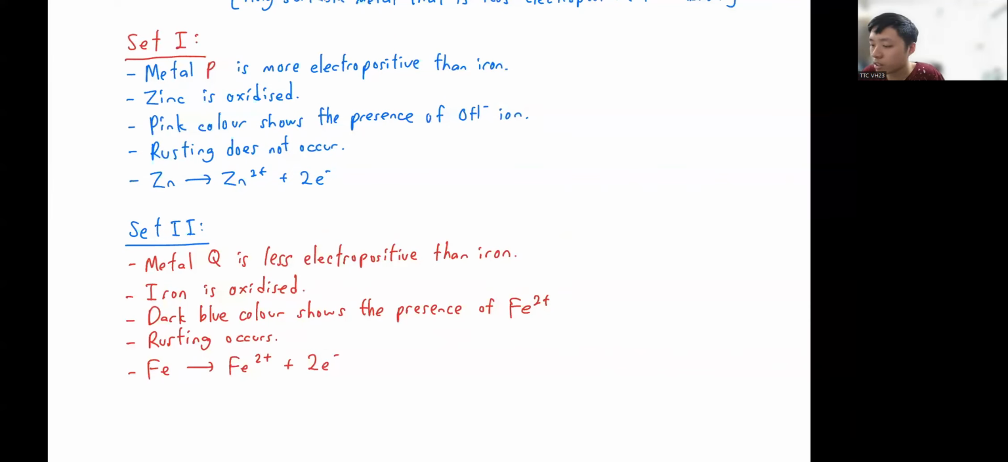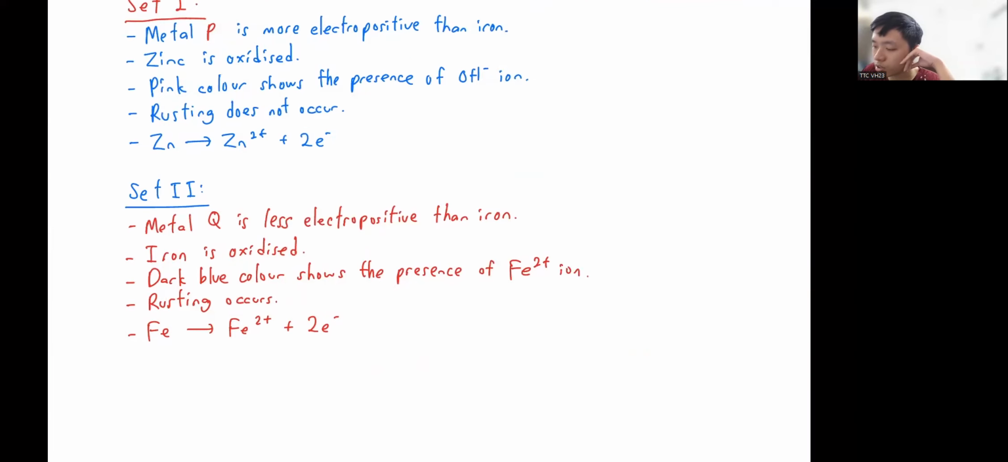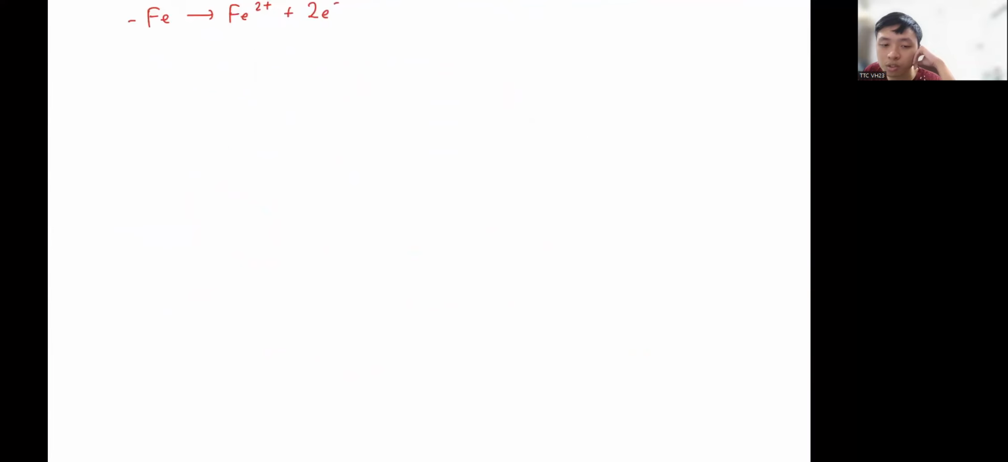Basically metal P is more electropositive. More electropositive means they can form the positive ion more easily. Then zinc is oxidized, and the pink color shows the OH minus ion. Rusting does not occur. This is the half equation, zinc donates electrons. Then metal Q is less electropositive than iron, that's why iron is oxidized. The dark blue color shows the presence of iron 2 ion. Then rusting occurs. That's why Fe becomes Fe2 plus.